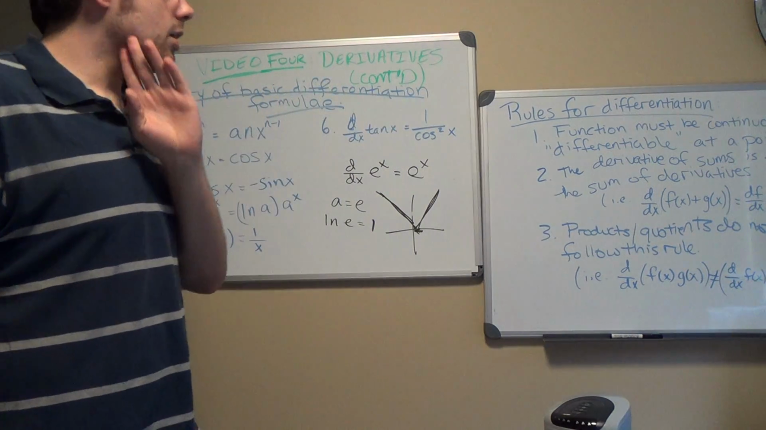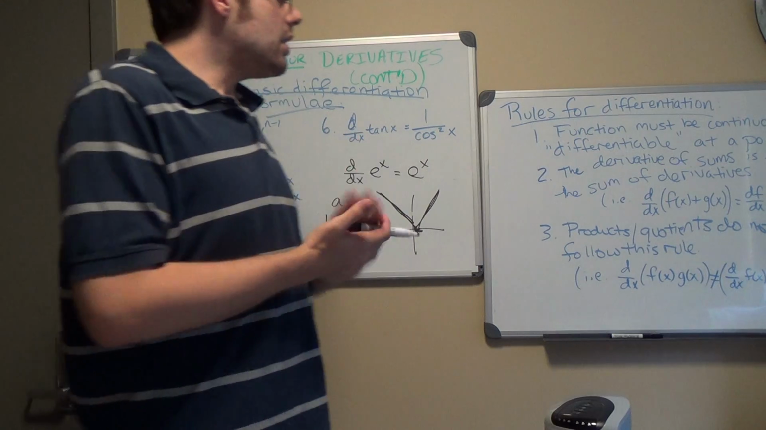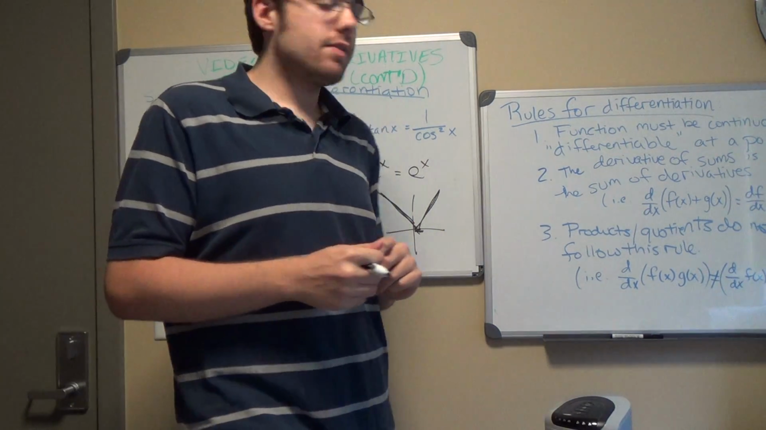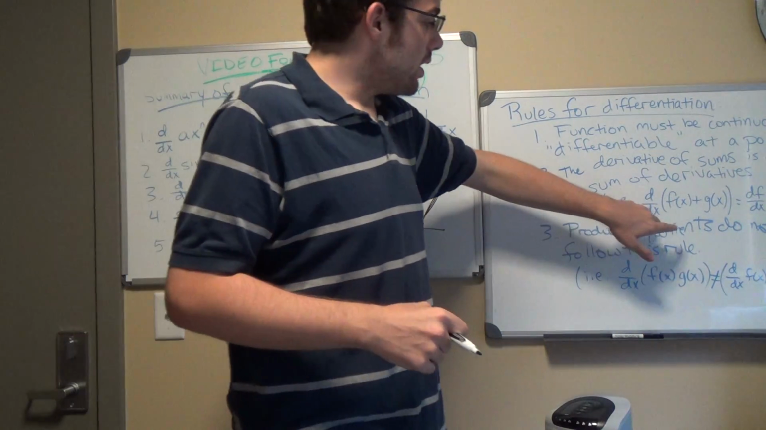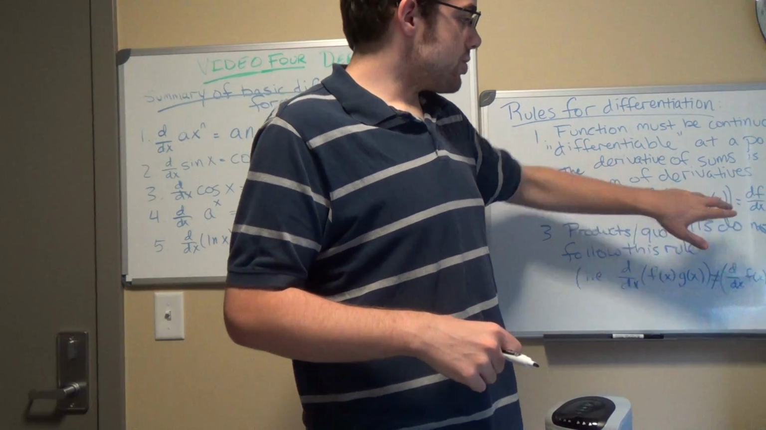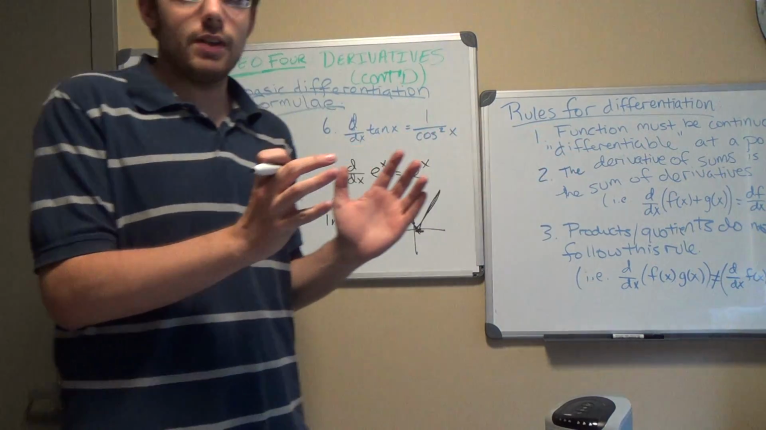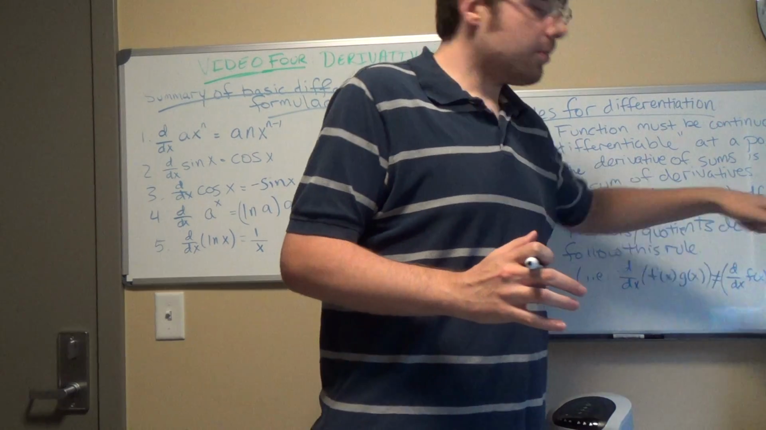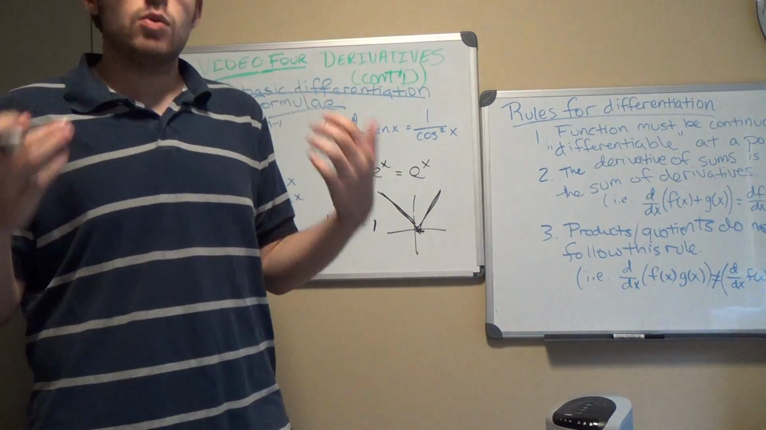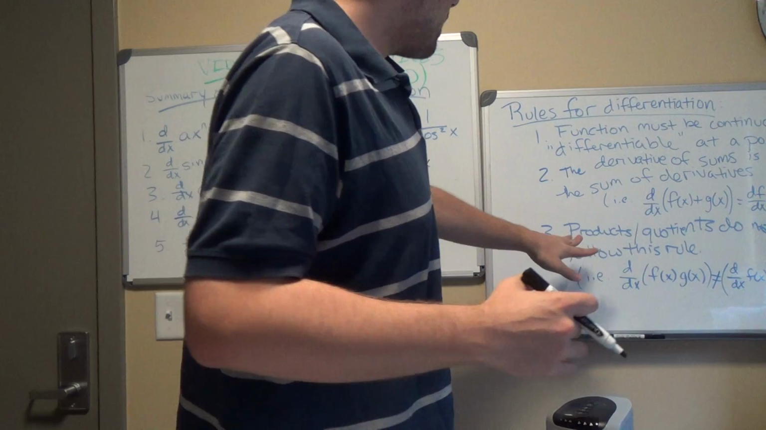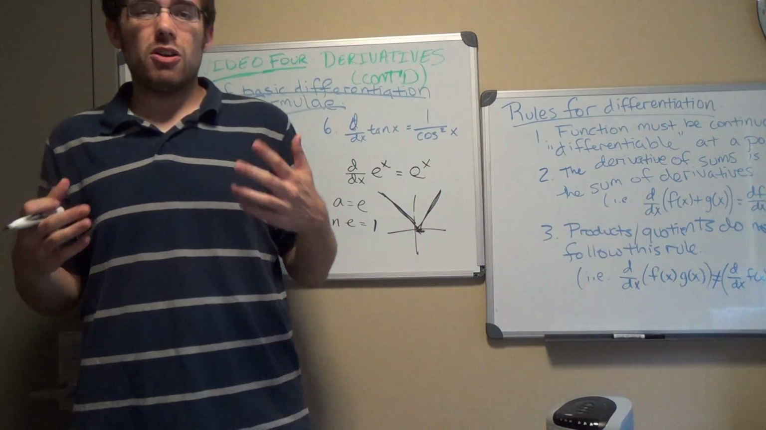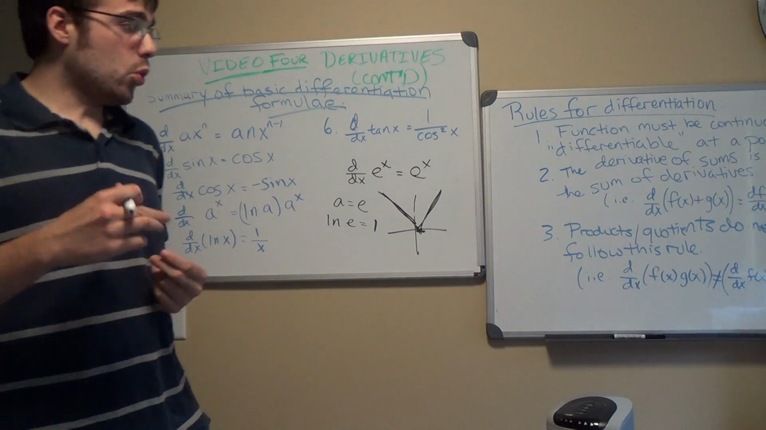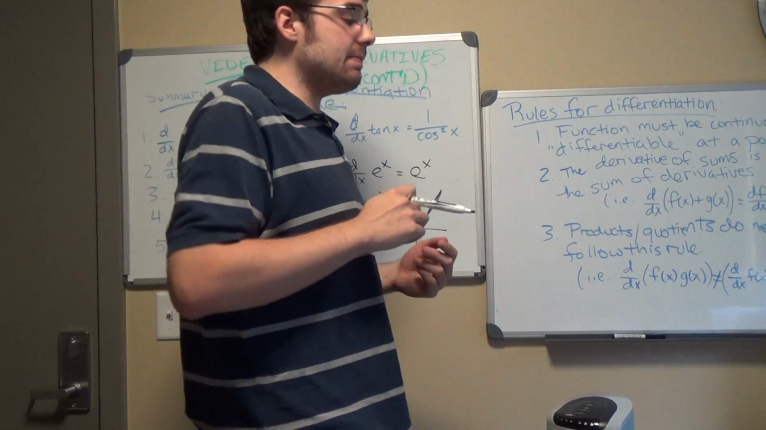The second rule: the derivative of sums is equal to the sum of the derivatives. So if you were to take the derivative of f of x plus g of x combined, that's equal to the derivative of f plus the derivative of g, both with respect to x. And the third rule is more of a generality, that products and quotients do not generally.